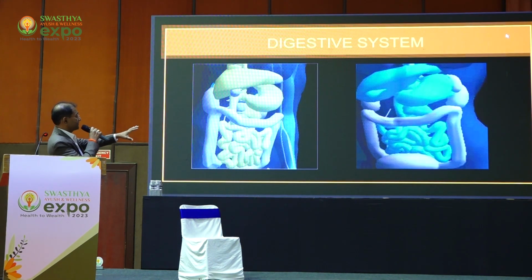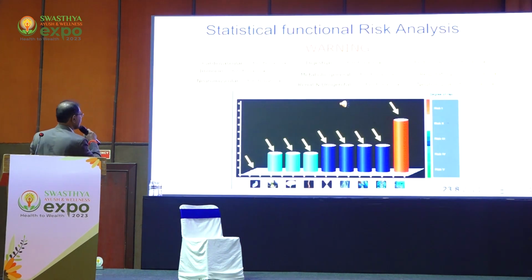The digestive system, this is before and this is after. Now color combinations, these are the different colors that will be explained to you when I show you a live case. These colors will explain how the inflammatory situations change.